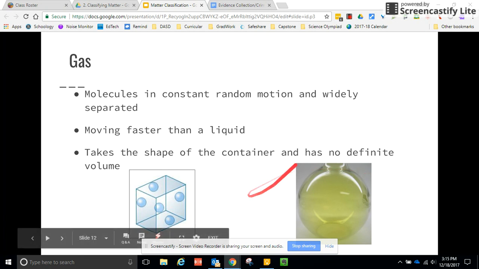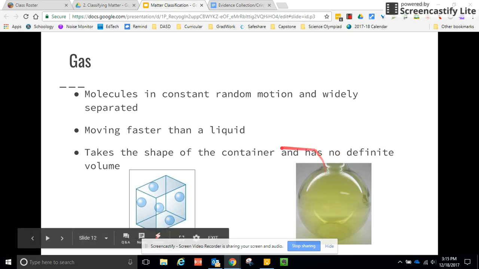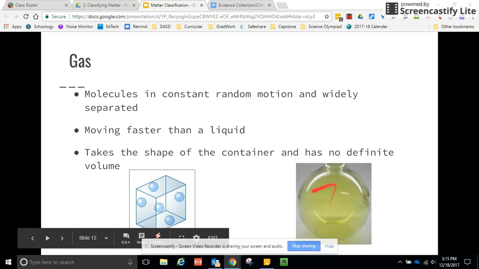And gases will take the shape of their container. So when I put a gas into this container, it's going to fill it up all the way because those gases are constantly moving around. And as soon as they have more space to spread out, like I take the top off of this container, they're going to spread out as much as they possibly can. So gases will try to take up as much volume as possible and spread themselves out, totally unlike liquids and solids.